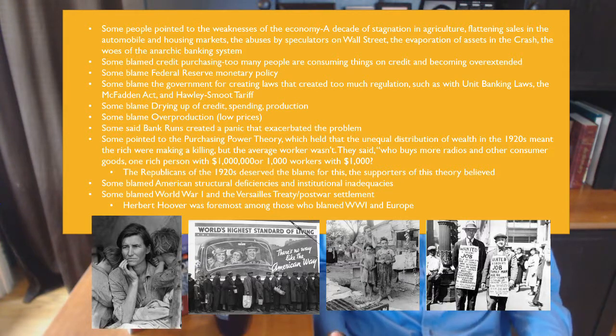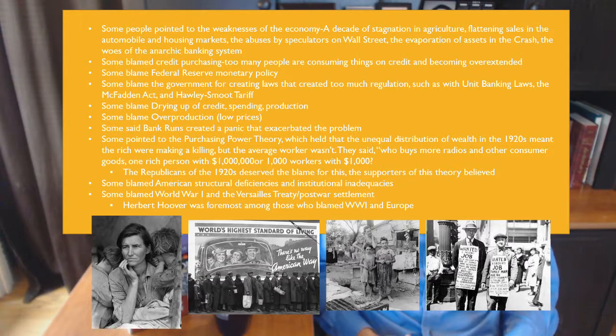Some people blame credit purchasing. Too many people are consuming things on credit and becoming overextended financially. Some people blame Federal Reserve monetary policy. Some blame the government for creating laws that cause too much regulation, such as unit banking laws, the McFadden Act, the Hawley-Smoot tariff. Some blame the drying up of credit and spending and production. Some blame overproduction. Some say bank runs created a panic that exacerbated the problem and crashed the financial system, the banking system. Some point to the purchasing power theory.